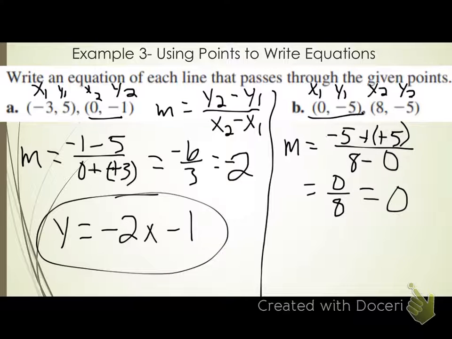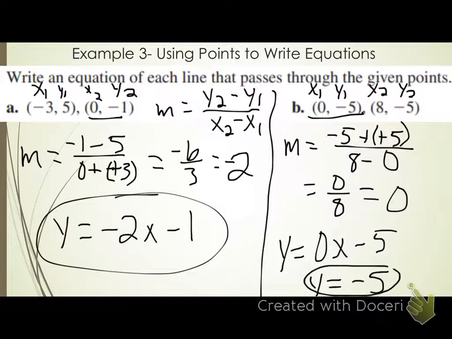So, can someone raise your hand and help me out on my equation? Y equals negative 5. Very good. It'd be y equals 0x minus 5, which would go down to y equals negative 5. So either way is correct. I'd accept it this way or this way. Okay? Questions there? Still not too bad? Can I move on?